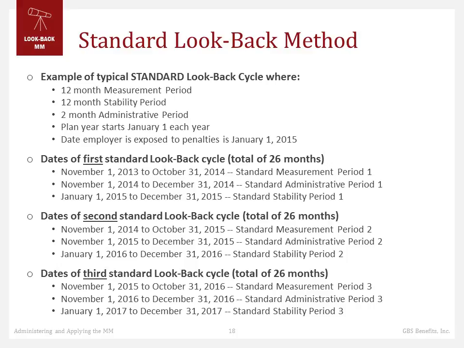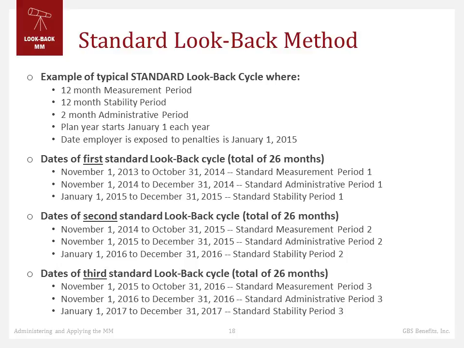So the dates of the first standard look back cycle, which would be a total of 26 months, and again, assuming the 5 factors above: November 1st, 2013 to October 31st, 2014 is your standard measurement period 1. That is because you're doing this prior to your effective date. Remember, your effective date is January 1, 2015, but you've got to know who your full-time employees are by that time and have them offered coverage by that time, so you're in compliance. So that's why we started back in November of 2013.